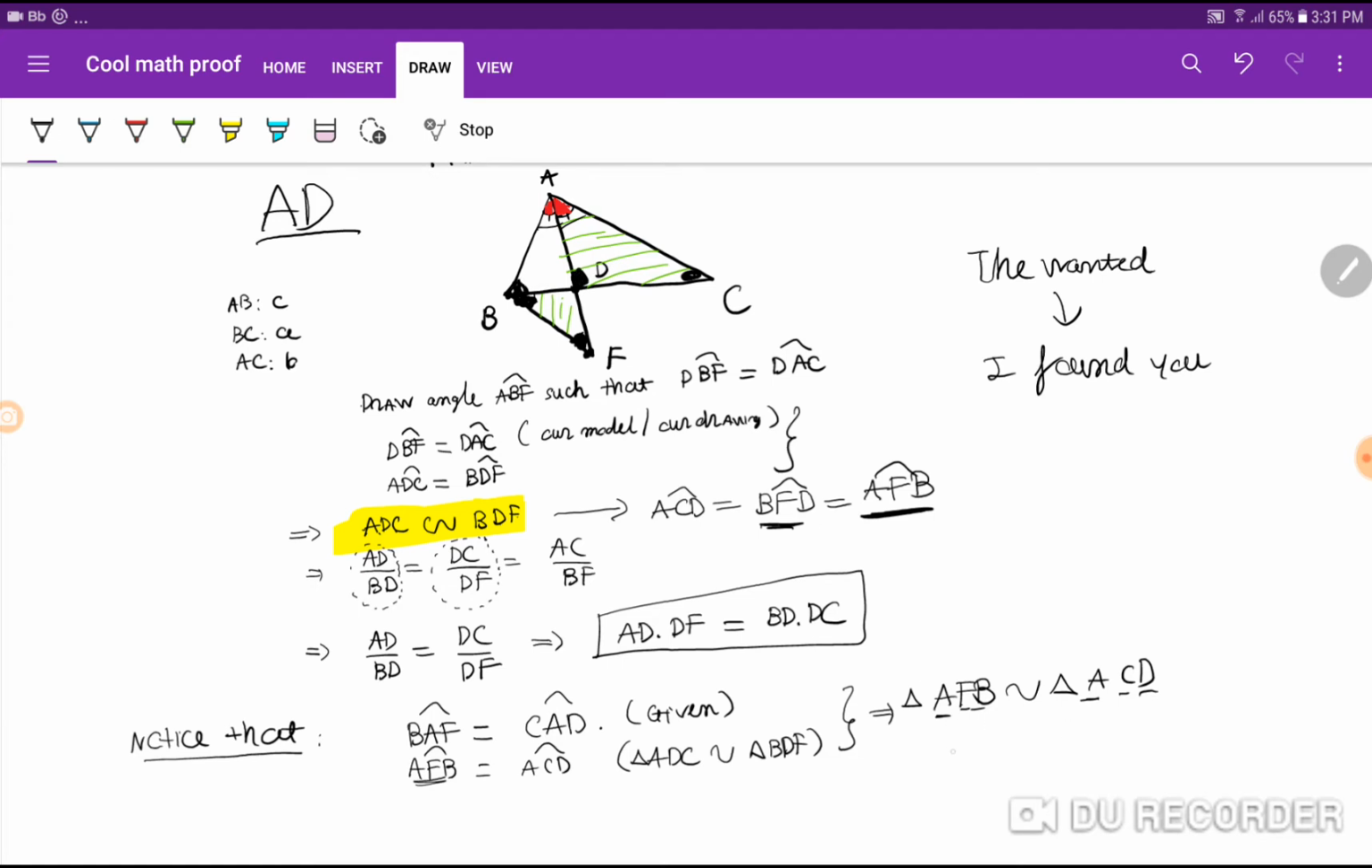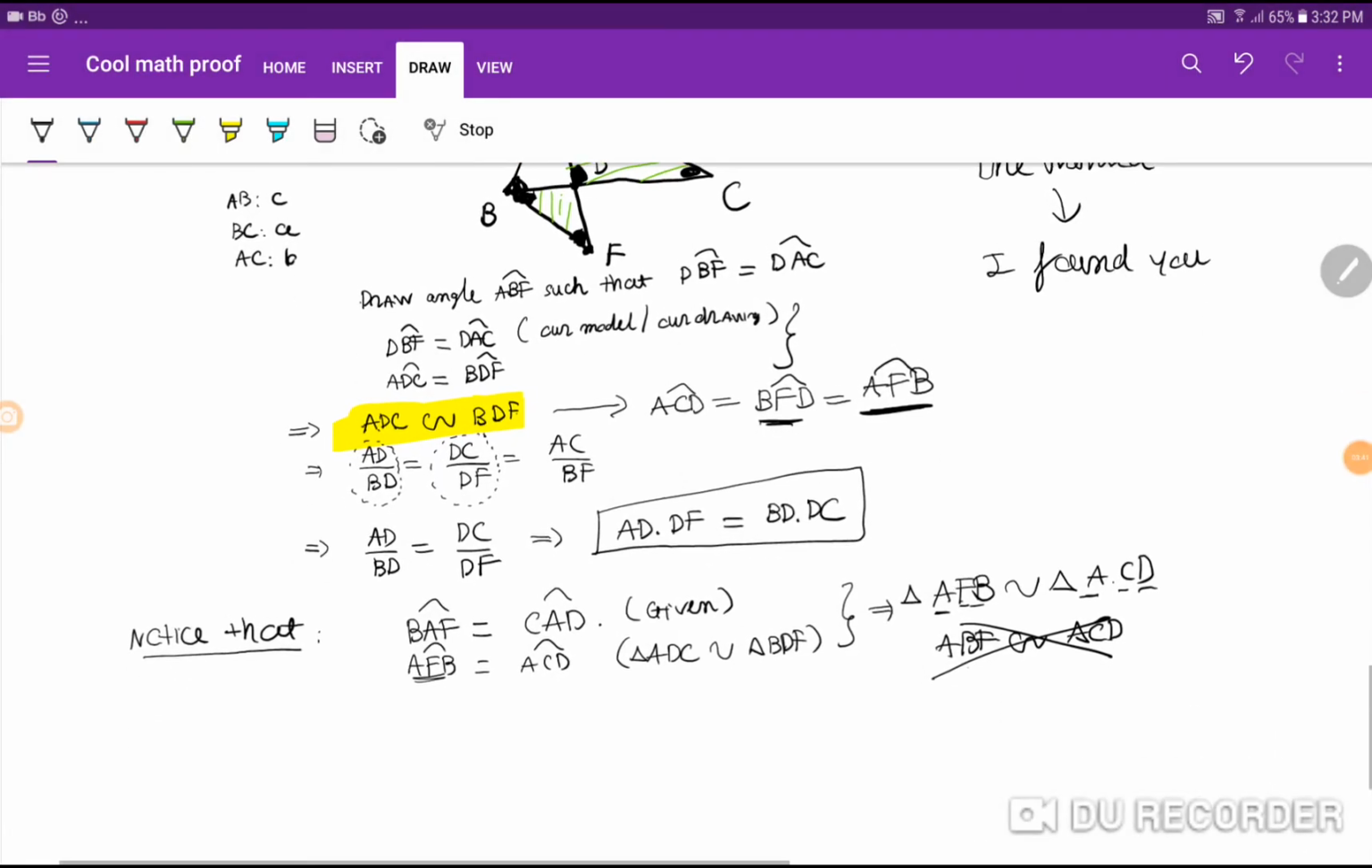If you call it ABF similar to ACD, it will be wrong, okay? It has to be AFB because F equal to C. If you write ABF similar to ACD, you will get B equal to C, which is not correct. B and C are different. B is bigger than C, okay?